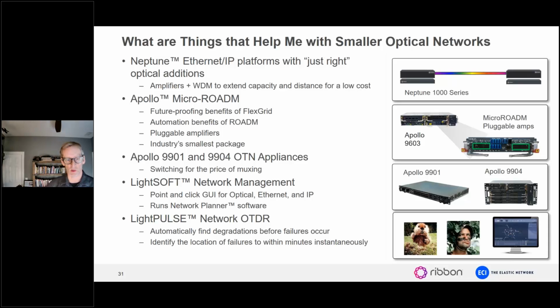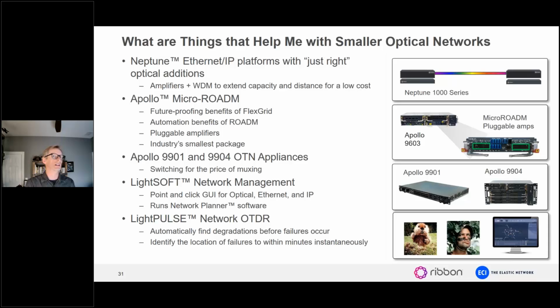I'll just list a few things. We've touched on some of these earlier. First of all, our optical platforms at Ribbon are branded as Apollo platforms, which you probably heard me talk about earlier. We also have Ethernet and IP platforms that are branded as Neptune. So lots of people use a Neptune platform to aggregate traffic in from GPON systems or fixed wireless access systems. But you might have a little bit of a distance problem.